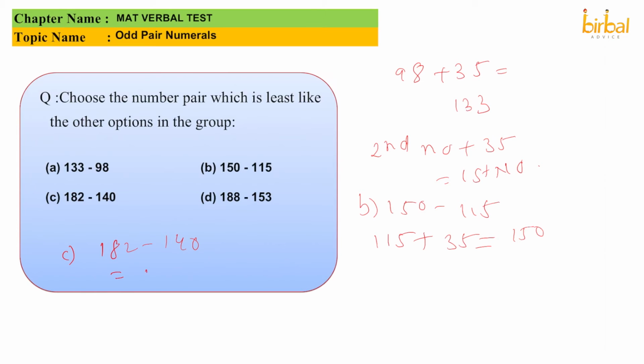182-140, if I add 140 plus 35, I get the answer to be as 175, which is not the first number, which is 182. Let's see option D, which is 188 and 153. So if I add 153 plus 35, I get the answer to be as 188, which is giving the correct pattern. So I can say that option C is the right answer.